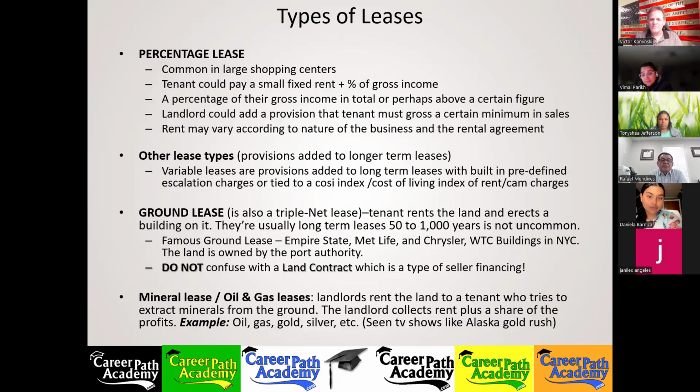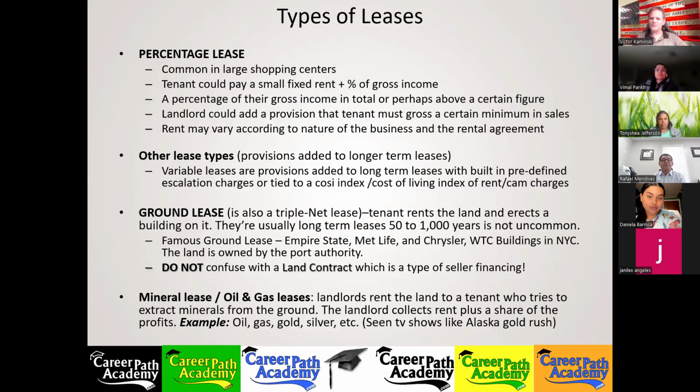Well, what about the MetLife Building, the Chrysler Building, the World Trade Centers that are no longer there? They were taken down by the terrorist planes, right? Those World Trade Centers, both of those buildings were built on land that was not owned by the people who constructed the building. They just got long-term leases on those properties. So the land is owned by the Port Authority of New York. So don't confuse a land contract, which is a type of seller financing, with a ground lease. A ground lease is just a long-term lease where the tenant constructs a building on it.